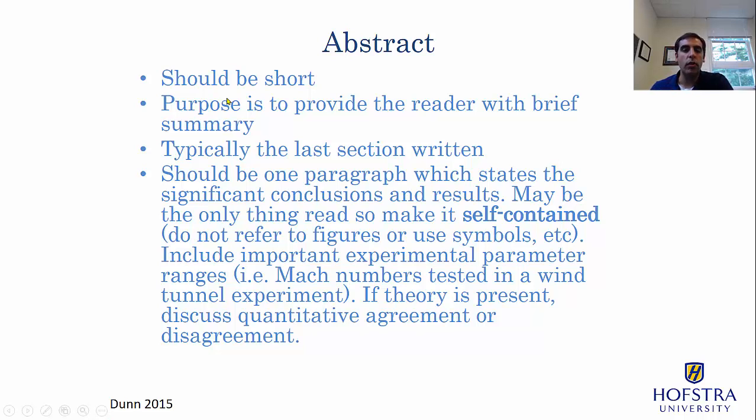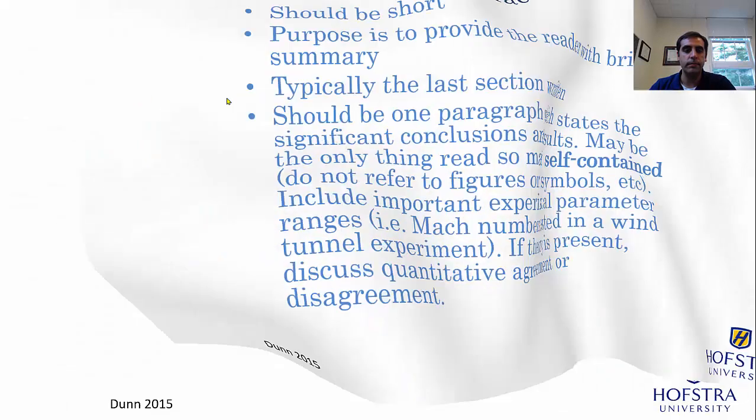So if you're running an experiment in the wind tunnel, you want to say, okay, data was collected between these Reynolds numbers, or these different flow rates, or these Mach numbers. You want to give the overall experimental parameter: what was changed. And again, if you have your theory, you want to be quantitative and give percent differences when possible. Always be quantitative, quantitative, quantitative.